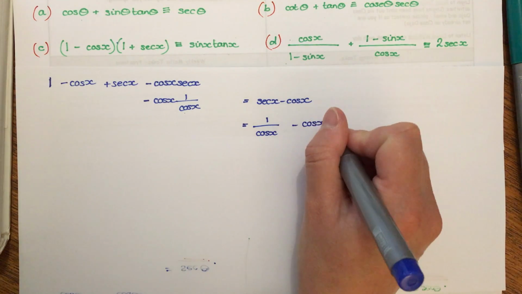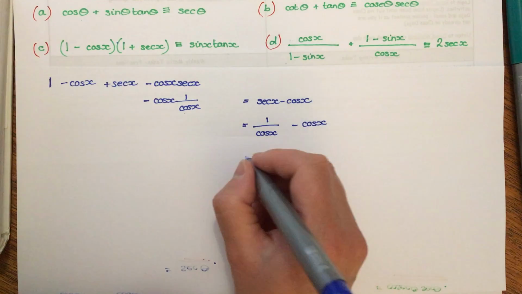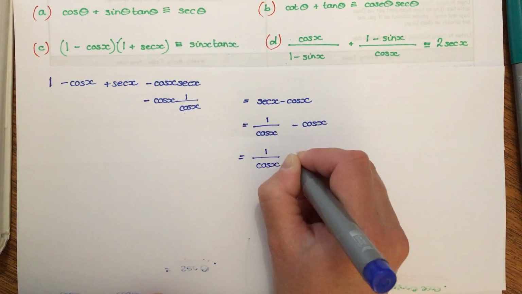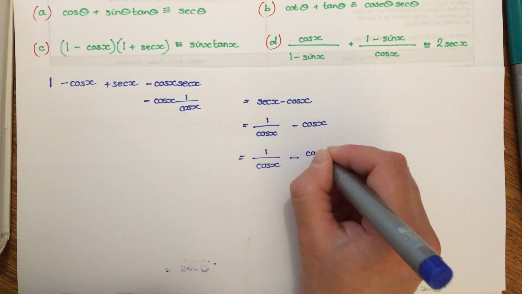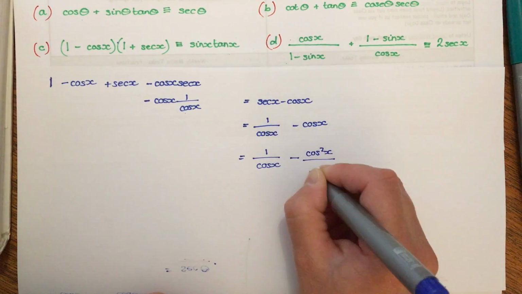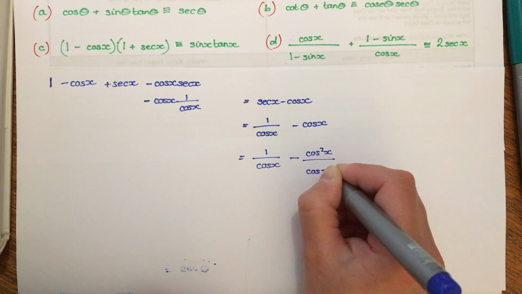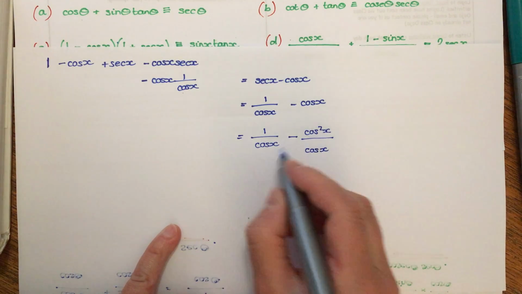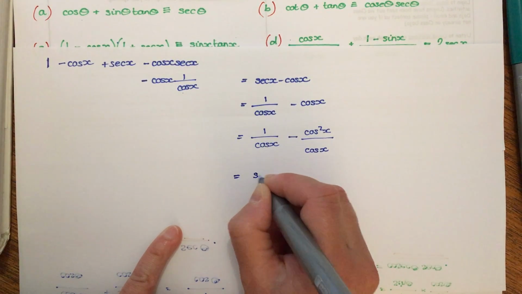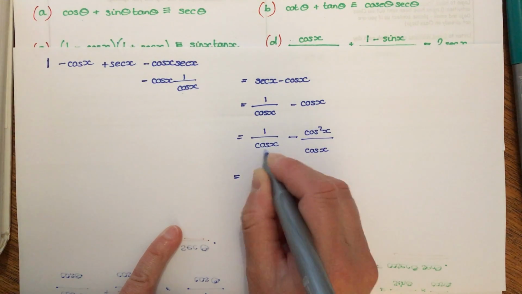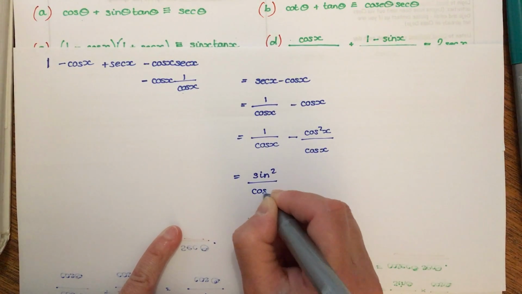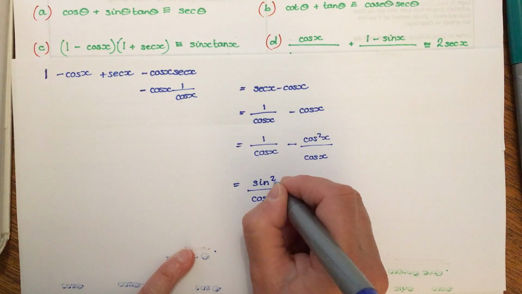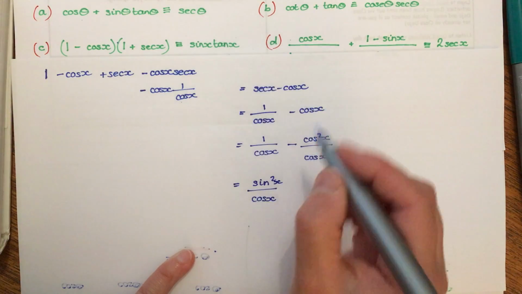Okay, if I times this side by cos x over cos x, see what happens to that. So I've got 1 over cos x minus cos squared x over cos x. Oh, okay. So now I've got 1 minus cos squared on the top, which we know is sine squared. I've got cos x on the bottom. So I've got sine squared over cos. I've missed my x off, which looks a bit like this because I've got the sine in.